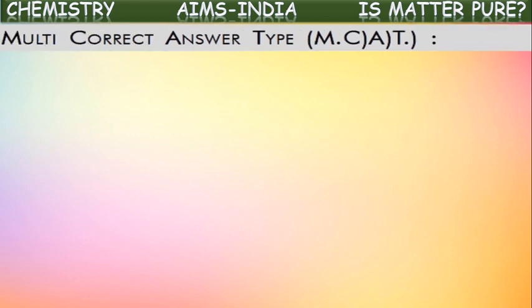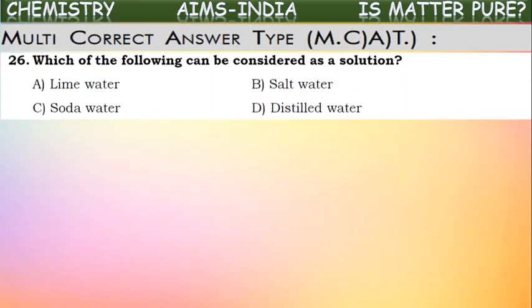First of all, these multi-correct answer type questions. Here a question contains 4 options. Out of 4, one or more than one correct answers may be there. We have to select carefully. So read the question and answers carefully and select the answers. See the first question. Which of the following can be considered as a solution? See, which of the following can be considered as a solution out of these?